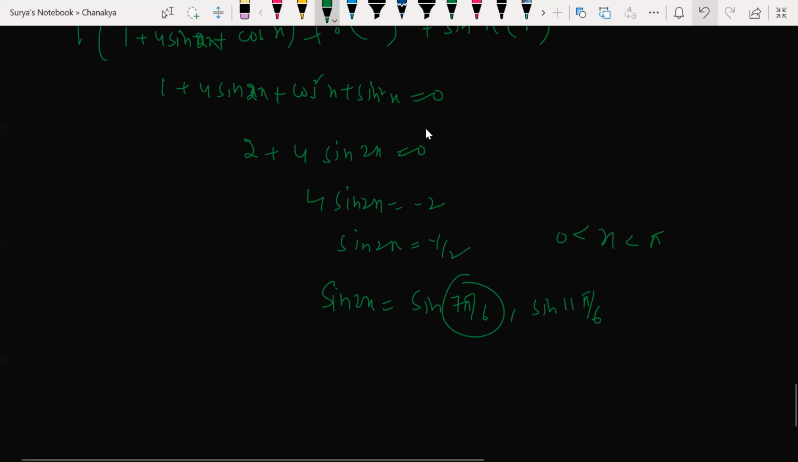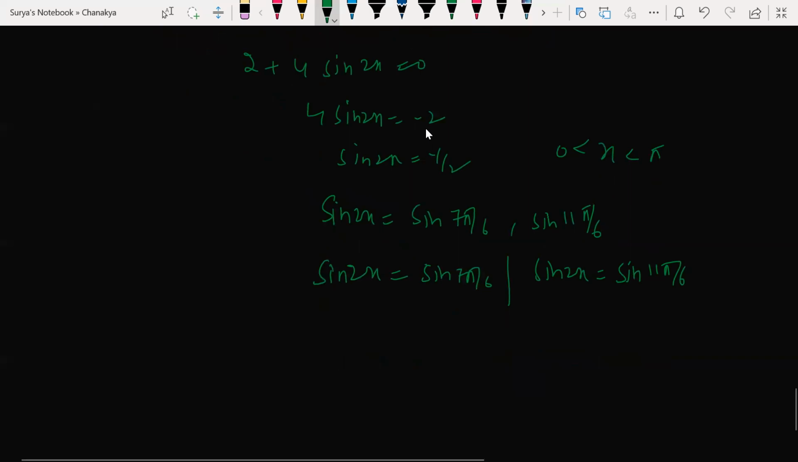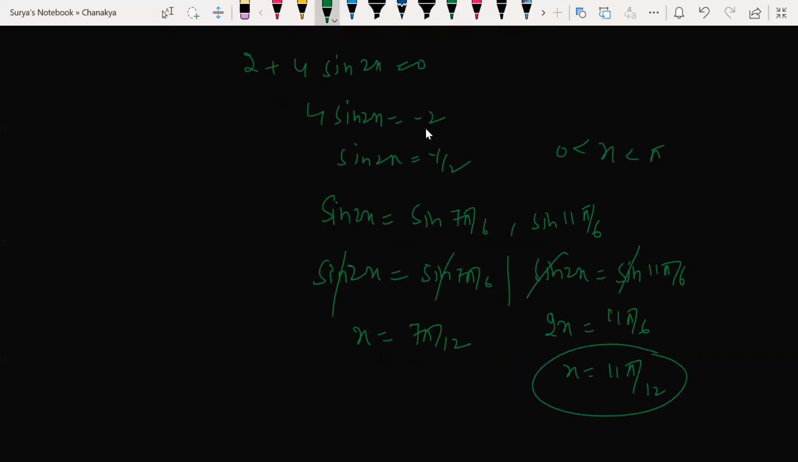Very simple. So I can say that sine 2x is equal to sine 7 pi by 6, or you can say that sine 2x is equal to sine 11 pi by 6. You check 7 pi by 6 and 11 pi by 6, both will be satisfying. So sine will get cancelled. So x value is what now? 2x is equal to 7 pi by 6, so x is 7 pi by 12. And 2x is equal to 11 pi by 6, sine will get cancelled here also, so x value is 11 pi by 12. So now these are the two possible values. So which option is correct?